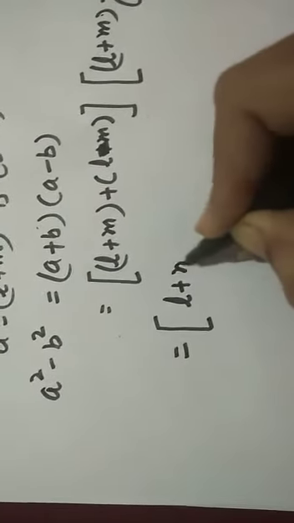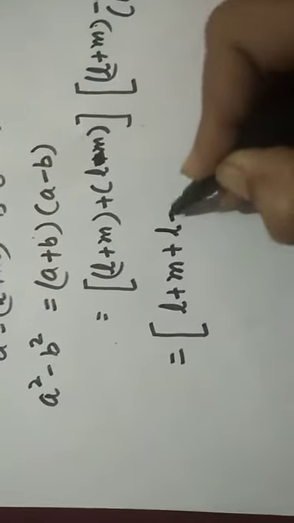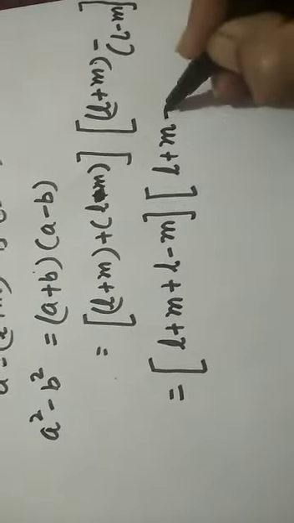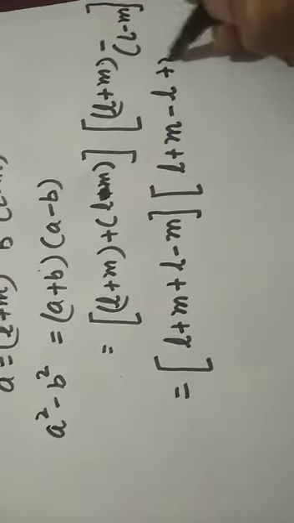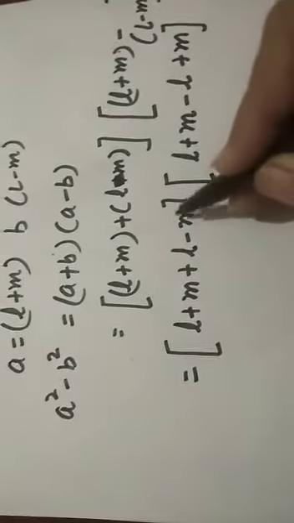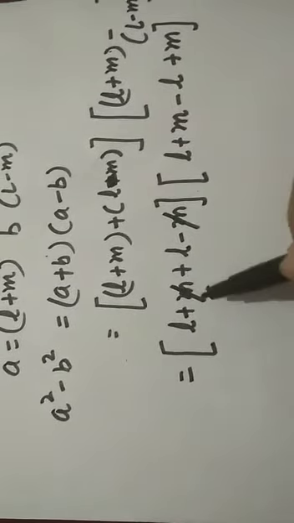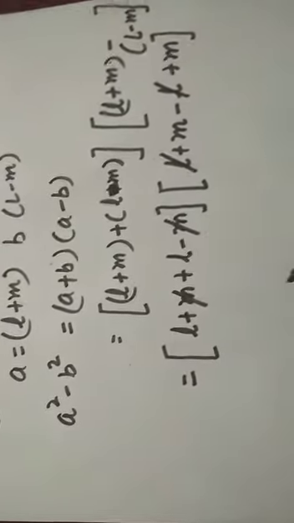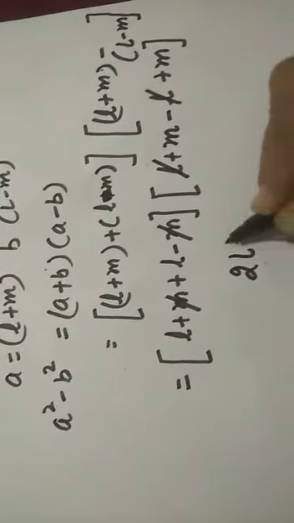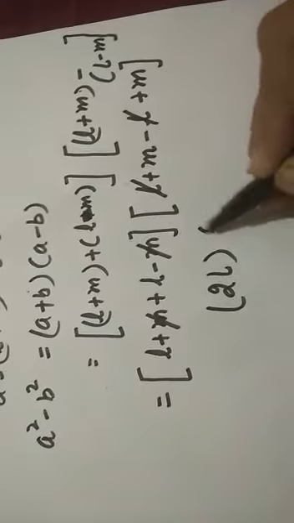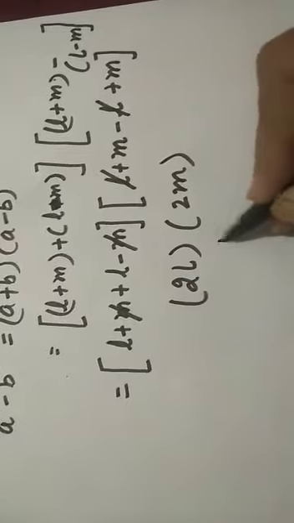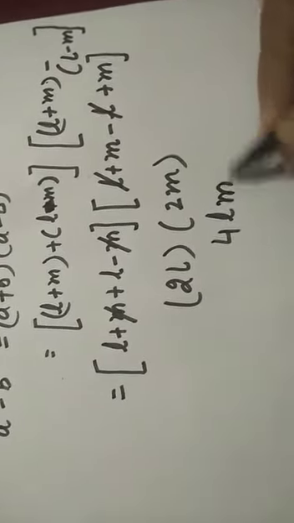l plus m plus l minus m. Second one, this will be l plus m minus l plus m. This m will cancel with this because one is positive, one negative, and in the second one l will cancel. We'll get 2l in the first bracket and 2m in the second bracket. So the result will be 4lm.